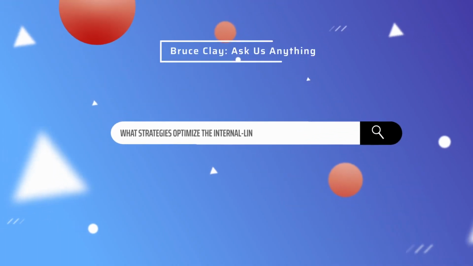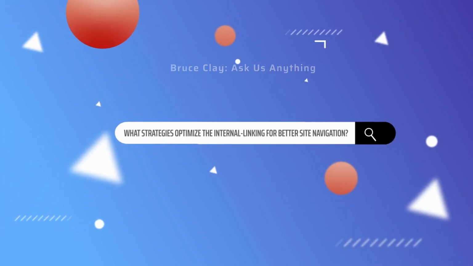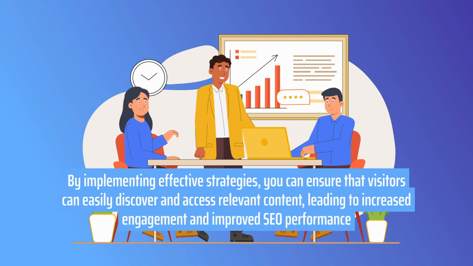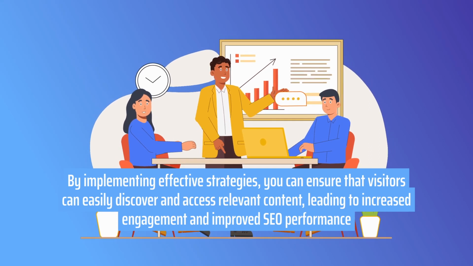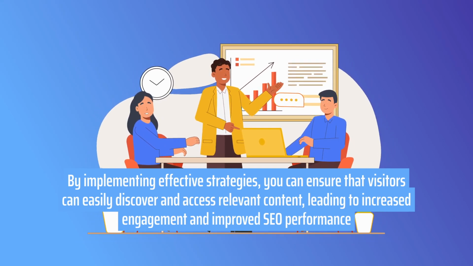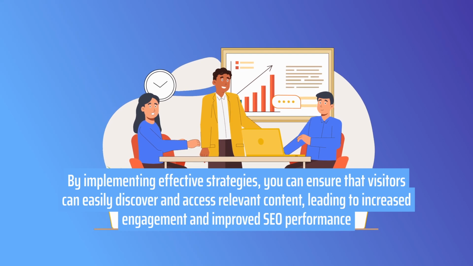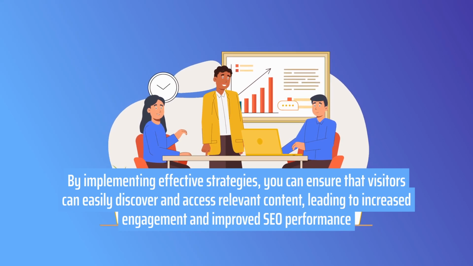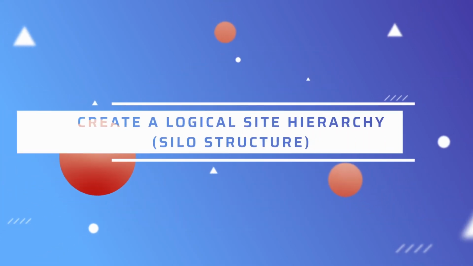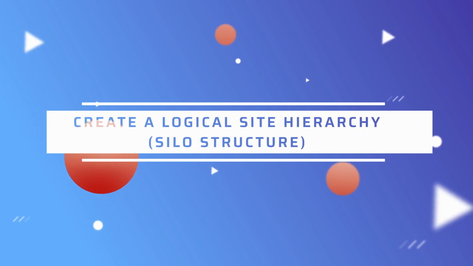What strategies optimize the internal linking for better site navigation? By implementing effective strategies, you can ensure that visitors can easily discover and access relevant content, leading to increased engagement and improved SEO performance. One key strategy is to create a logical site hierarchy, something we call a silo structure.